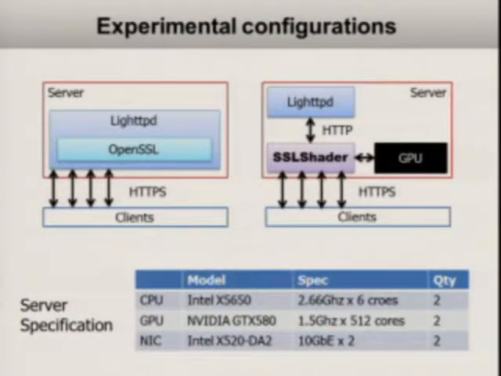So I'll move on to evaluation now. For evaluation, we benchmark the web server with SSL, and we compare SSLShader using GPU acceleration against Lighty with OpenSSL, which uses CPU only. We run SSLShader and Lighty together in a single server for this experiment. SSLShader is a reverse proxy, and we run this proxy in the machine that Lighty is running. So the backend server is running in the same server.